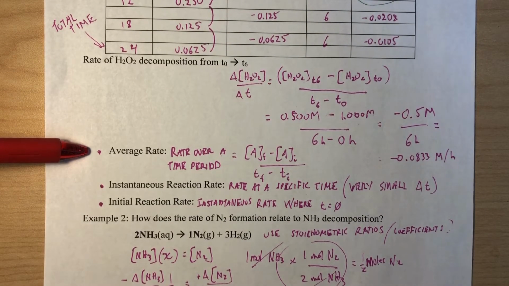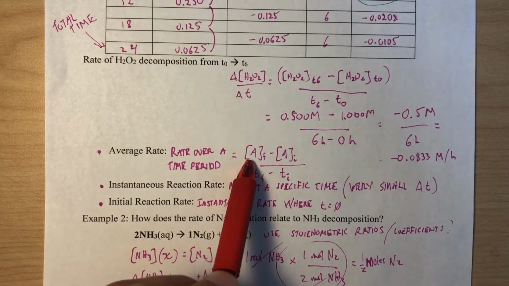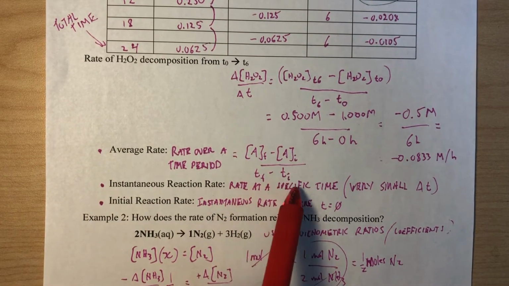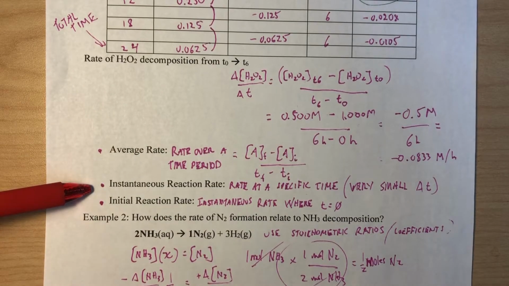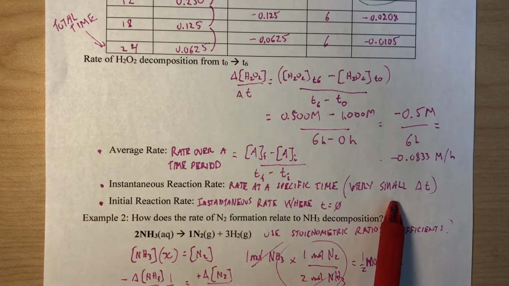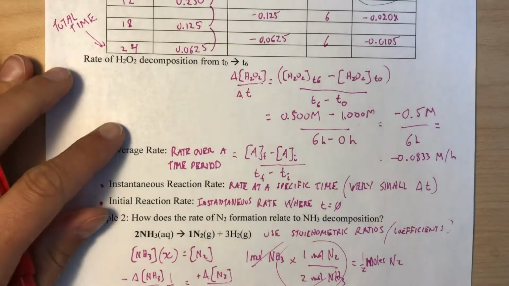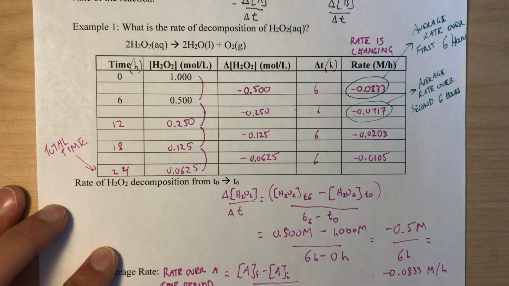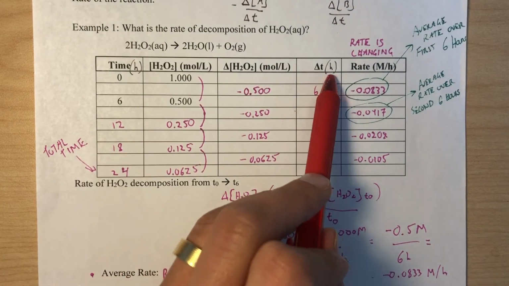So let's define a few things. First, the average rate is the rate over a time period. So this is your concentration final minus initial divided by time final minus time initial. The instantaneous reaction rate is the rate at a specific time, as small of a delta T as you can get. Now if we scroll back up, we can look at each of these intervals as being 6 hours.